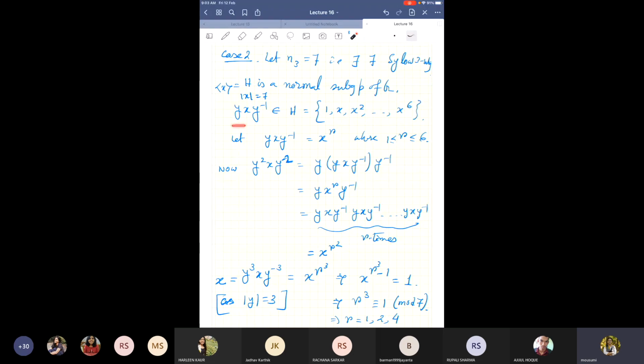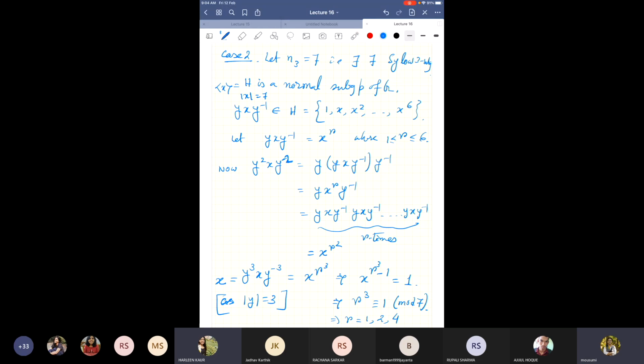Now, if I consider Y x Y inverse, then this should belong to H because H is a normal subgroup. That means Y x Y inverse will be equal to one of these elements, x to the power r, where r is lying between 1 to 6, considering Y to be any element of G.